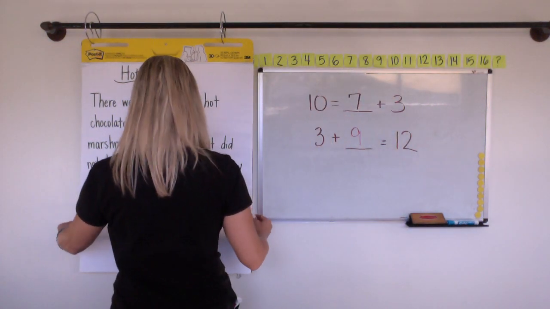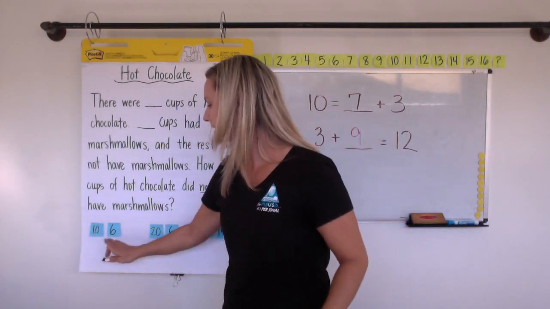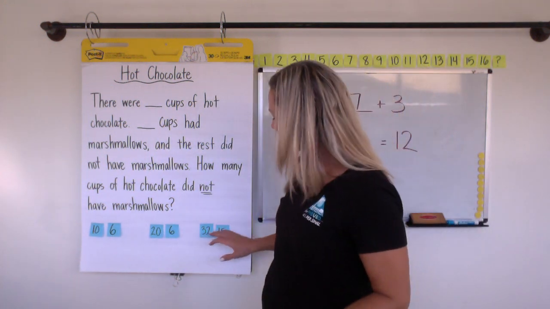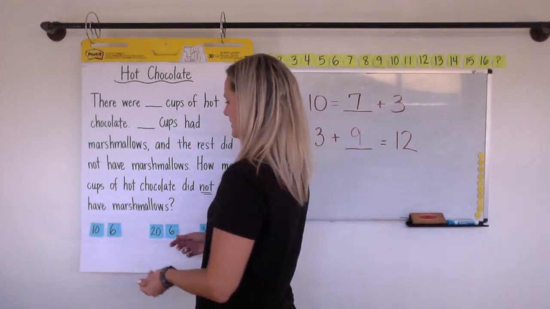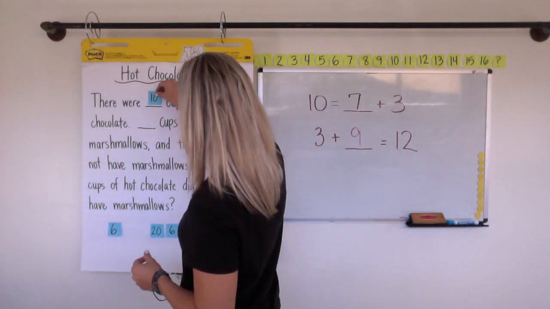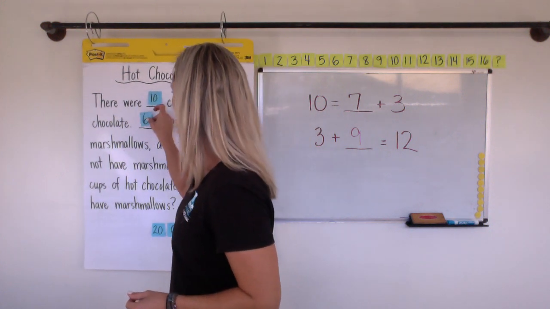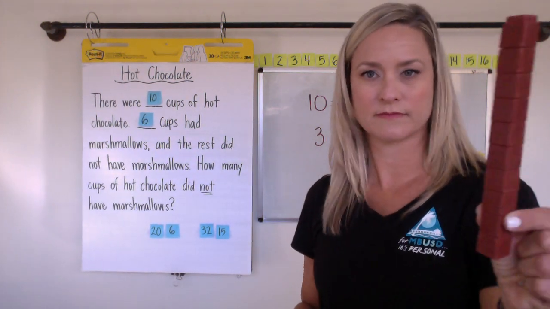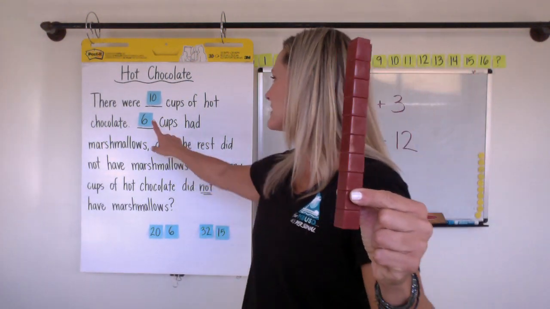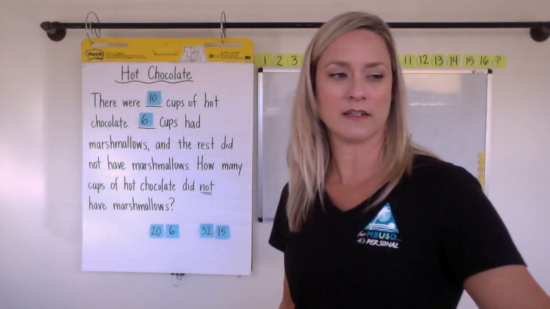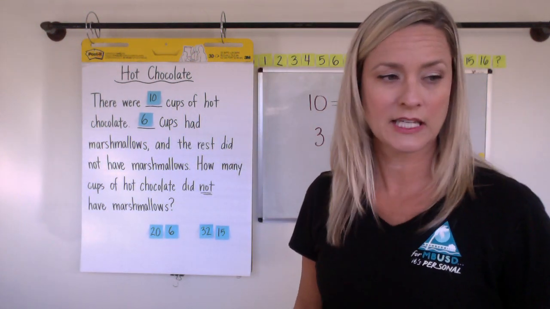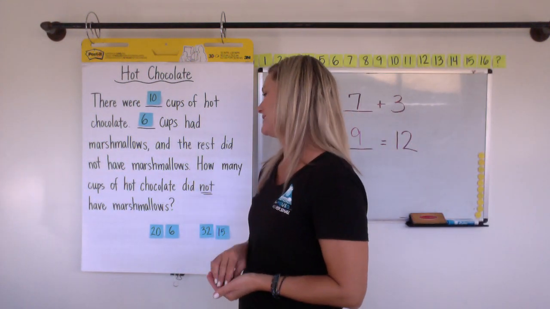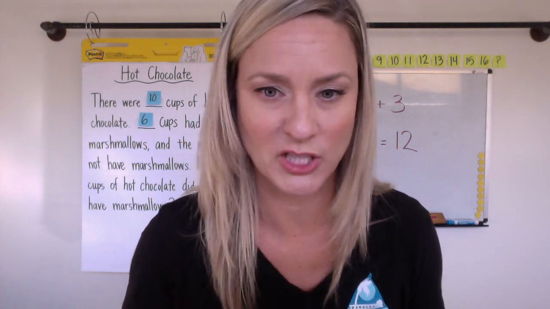All right, here are our number sets. Here we go. Ready? We've got 10 and 6. We've got 20 and 6. And we've got 32 and 15. All right, so let's say we choose the 10 and the 6. We're going to read it again. There were 10 cups of hot chocolate. Okay, there are my cups of hot chocolate. 6 cups had marshmallows. All right, so part of these had marshmallows, and the other part did not.